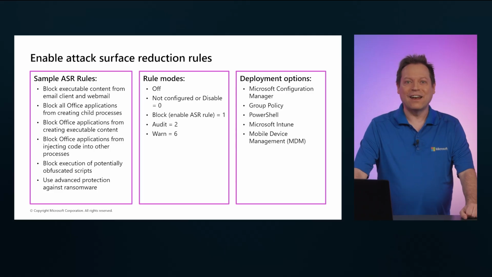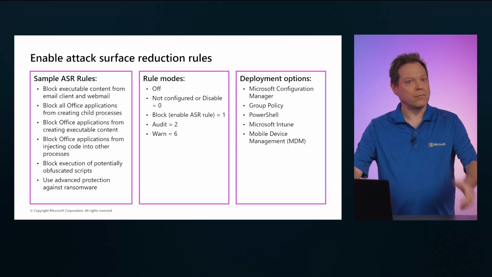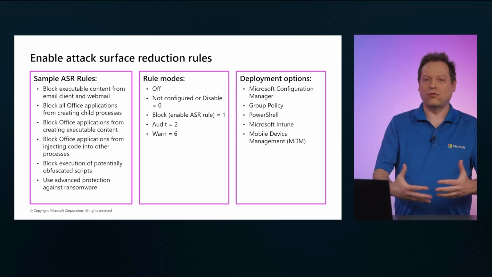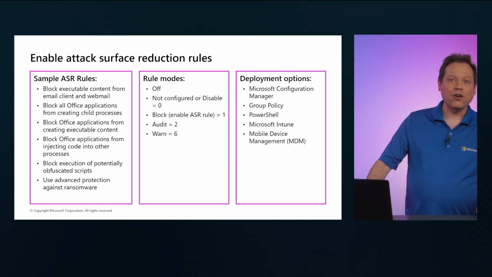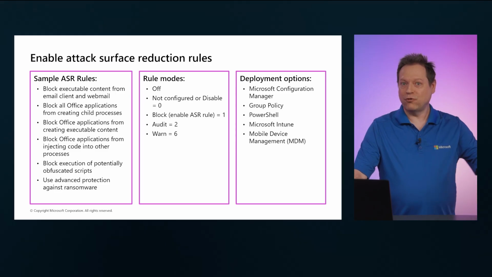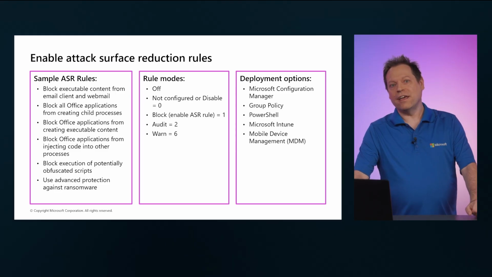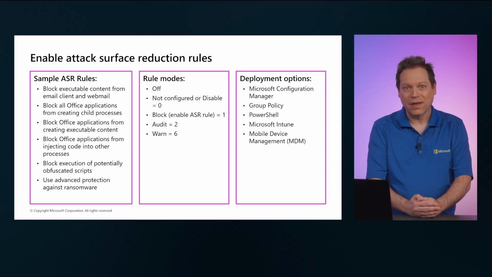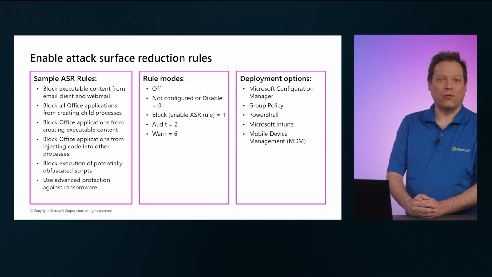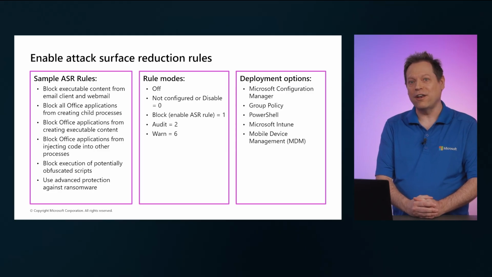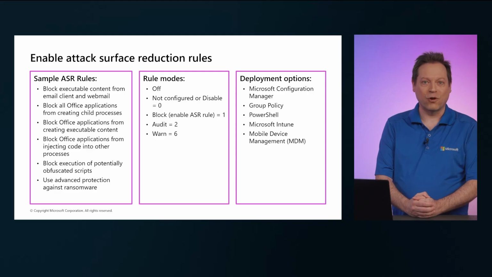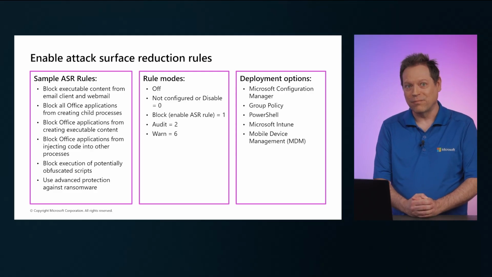Each rule can operate in different modes. Off, not configured or disabled, which maps to 0. Block, which enables the rule, maps to the number 1. Audit, mapping to 2. And warn, mapping to 6. That range is useful because it lets you start with audit or warn to evaluate impact before enforcing block broadly.